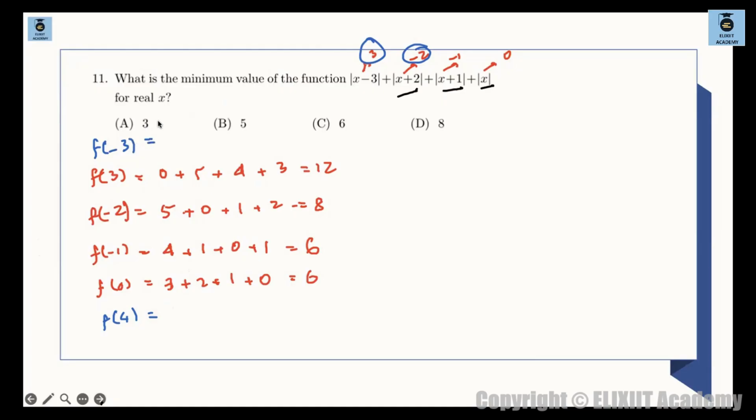एक उस तरफ एक इस तरफ, है ना? Highest turning point से ज्यादा, lowest turning point से कम. तो f of 4 is how much? f of 4 will be 1 plus 6 plus 5 plus 4. So this is basically 16. And f of -3 is how much? f of -3 will be 6 plus 1 plus 2 plus 3. So this is basically 12. These are your function values.